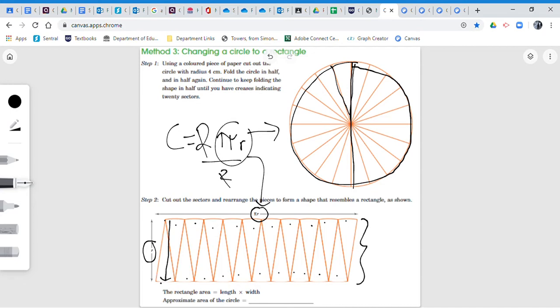The area of a rectangle equals length times width. Well, if we took the length of pi r and multiplied by r, that would give you pi r squared, because r times r gives you r squared. And that's basically one way of thinking about how we get the area of a circle.